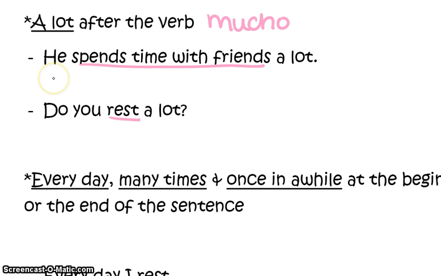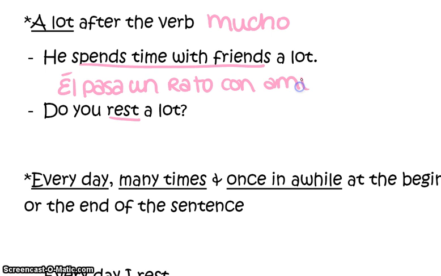So to say he spends time with friends a lot, you would say él pasa un rato con amigos mucho. For practice, I want you to write "do you rest a lot?" as a question. Remember that questions always start with an upside down question mark.